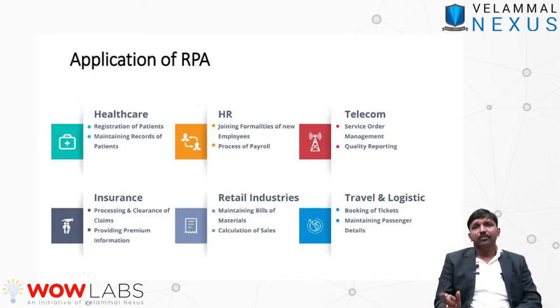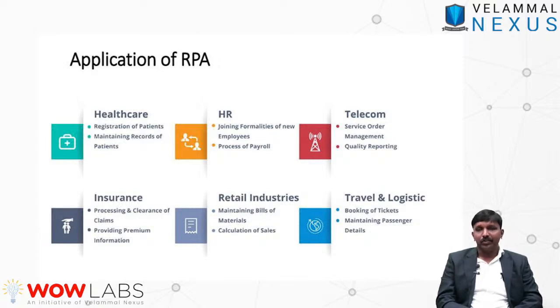And then calculating sales. The sales will be calculated by RPA. How much sales happened this month or this week or this quarter, and how much needs to be done in the upcoming months or the upcoming quarter. Everything will be given as a prospect by RPA to the retail industries.